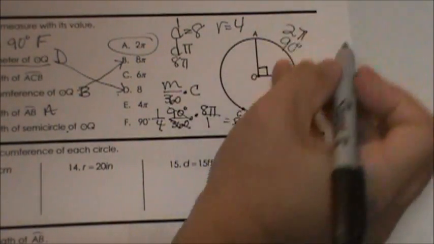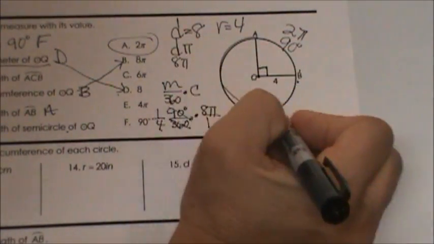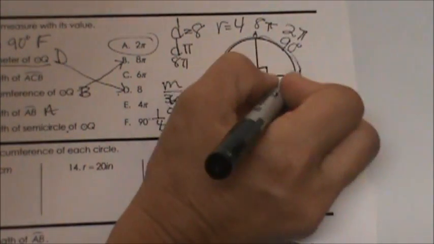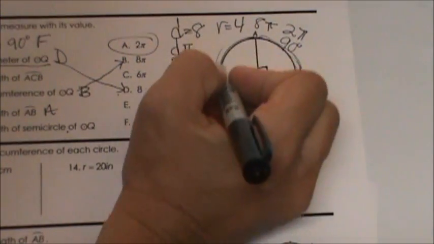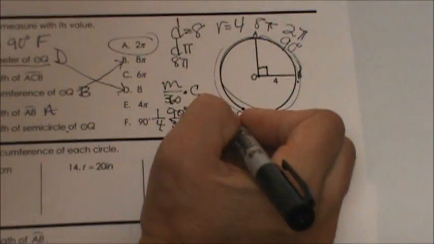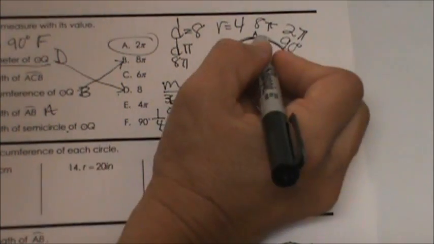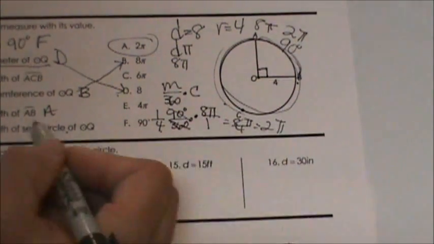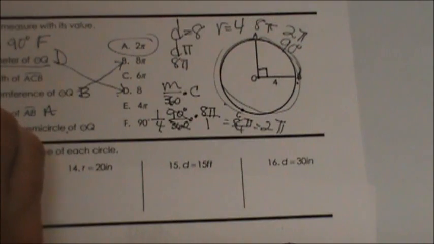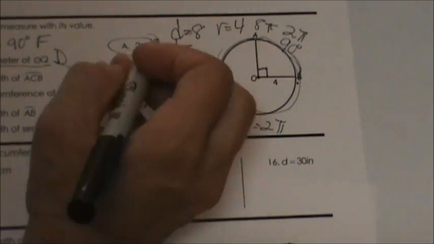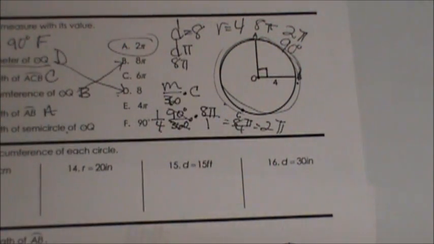Now, we've already figured out the whole distance around is 8 pi. If I take 2 pi out right here, what's left for this side? Well, 8 pi minus 2 pi, which is 6 pi. So ACB, which is number 9, what's the length of ACB? It's 6 pi, or C.